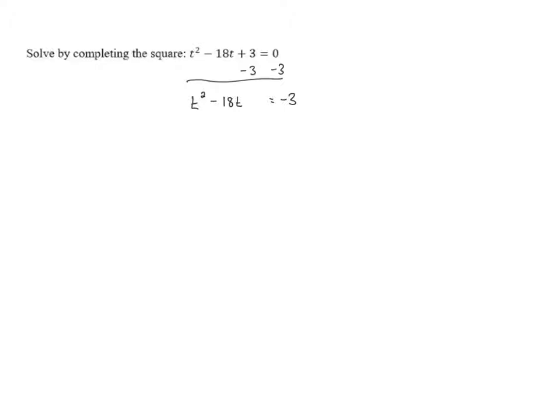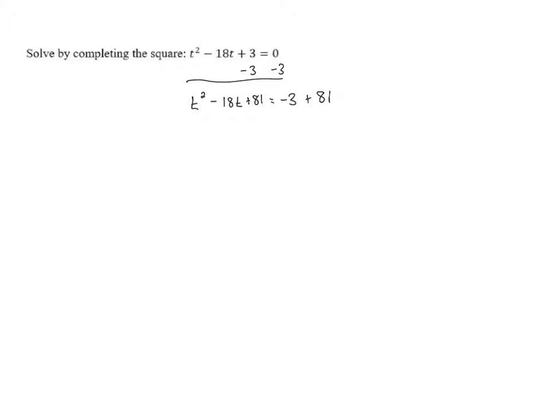The coefficient on t is negative 18. We divide that by 2 to get negative 9. And when we square negative 9, we end up with 81. So we're going to add 81 to both sides of this equation.